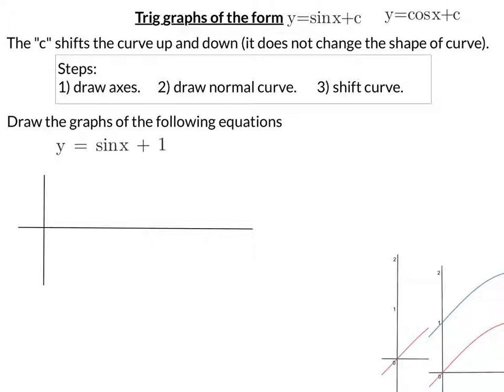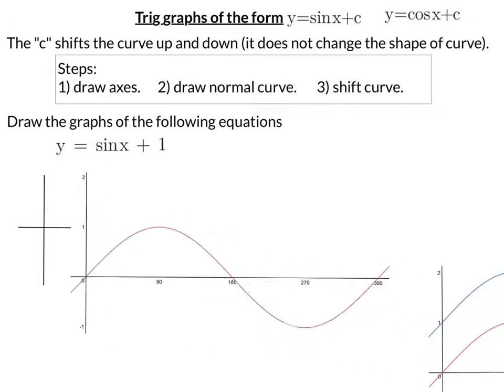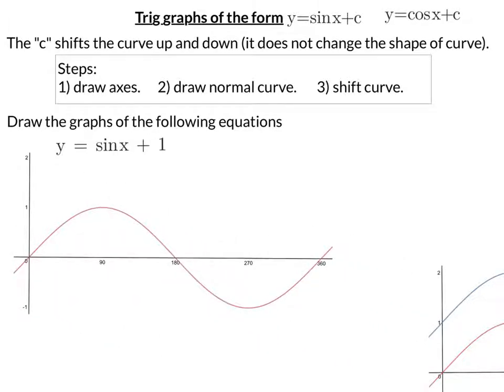So let's look at a couple of examples. So y equals sin x plus 1. Always draw your axes, then draw on your sine curve in this case, and we're going to label the major points. So that's just a normal sine curve. Now we draw on top of that the one that's been shifted up by 1.